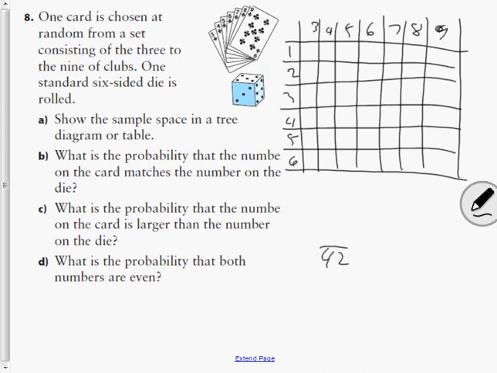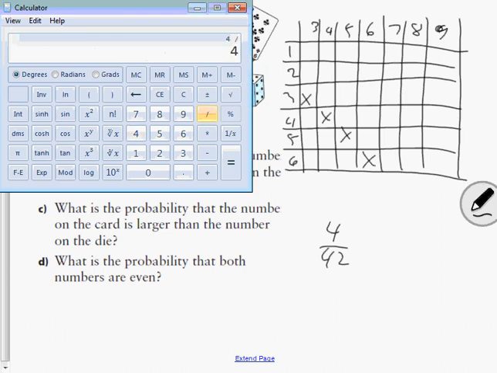And the probability that the number on the card matches the number on the dice would be a 3-3 right there, a 4-4, a 5-5, and a 6-6. So there are 4 chances out of 42. 4 chances out of 42 results in a percentage of approximately 9.5% probability.